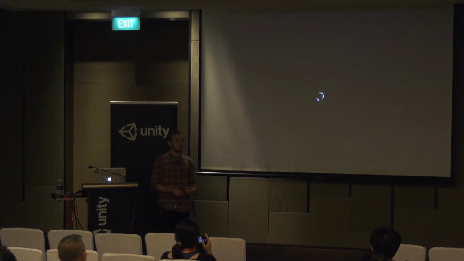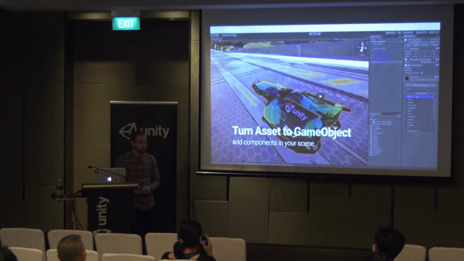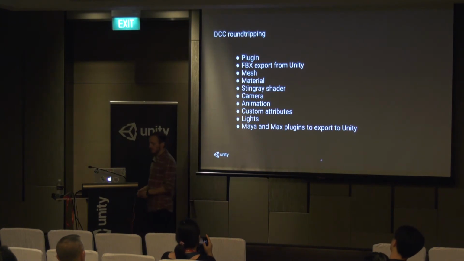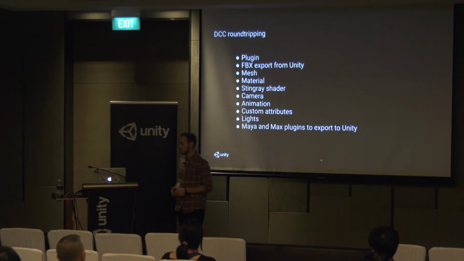This is only going to get better with our new nested prefab workflow and prefab variants. So yeah, look out for more updates on that. That video is actually old now because of our announcement yesterday. So yeah, right now what can you do? The plugin, FBX export from Unity, and then taking it back to Maya. Mesh, materials, Stingray shaders, the PBR shaders, camera and animations, lights. Right now it's Maya and Max, but we're looking at other DCC tools in the future.